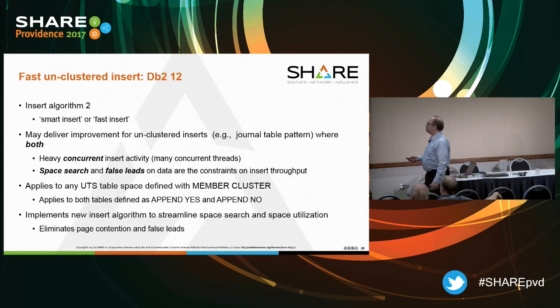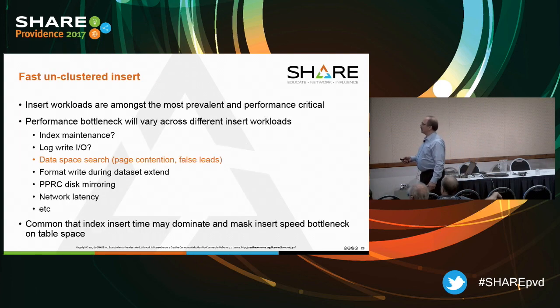Another one is data space search. So if I have processes that are trying to insert into the same object, and I have multiple processes coming along, and they're trying to find where that next row should go, what page should it go on, right? There are challenges serializing that access. And then, of course, if you're doing format writes, I already mentioned PPRC, or if you've got network issues, depending on how far away your disks are and whatnot, there are a number of things that can impact insert performance.